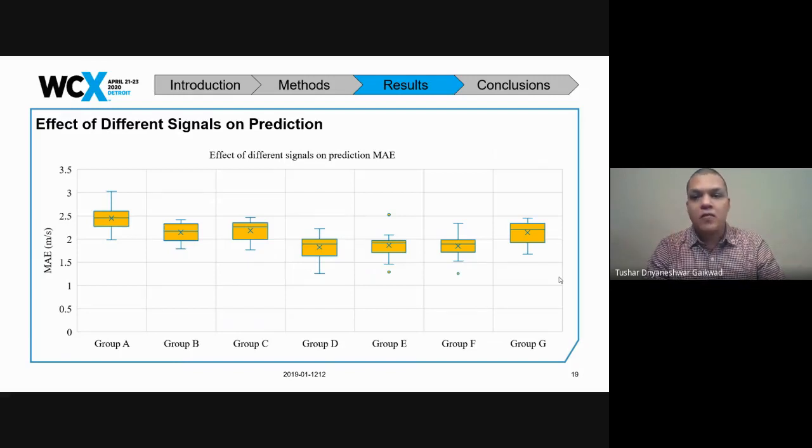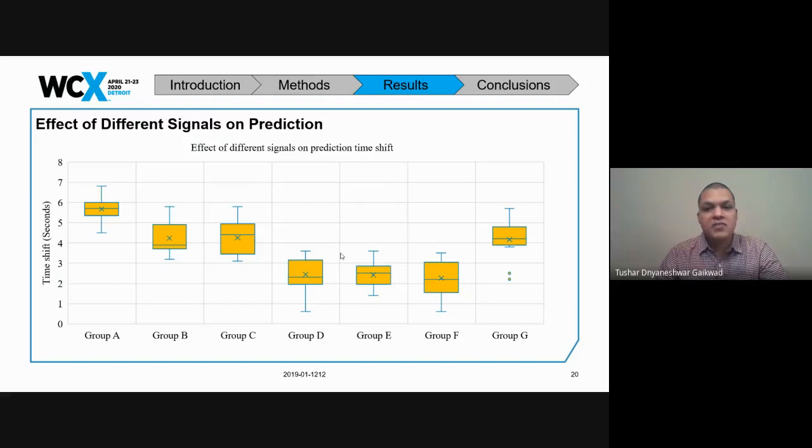This is a box and whiskers plot for the effect of signals on the prediction MAE. Here, the x-axis represents groups of signals and the y-axis is MAE. We obtained the 10th second prediction for each group and for each drive instance. The line within the box represents the median of the cross validation values. The cross within the box is the mean of all values. We can observe that groups with SPAT signals, that is groups D, E, and F, have lower MAE compared to others, among which group D has the lowest MAE of 1.78 meters per second on average.